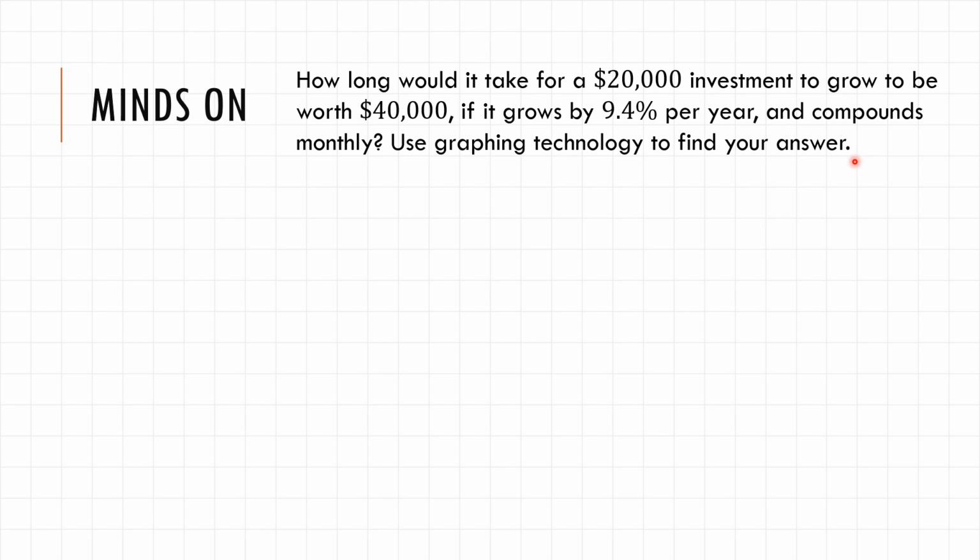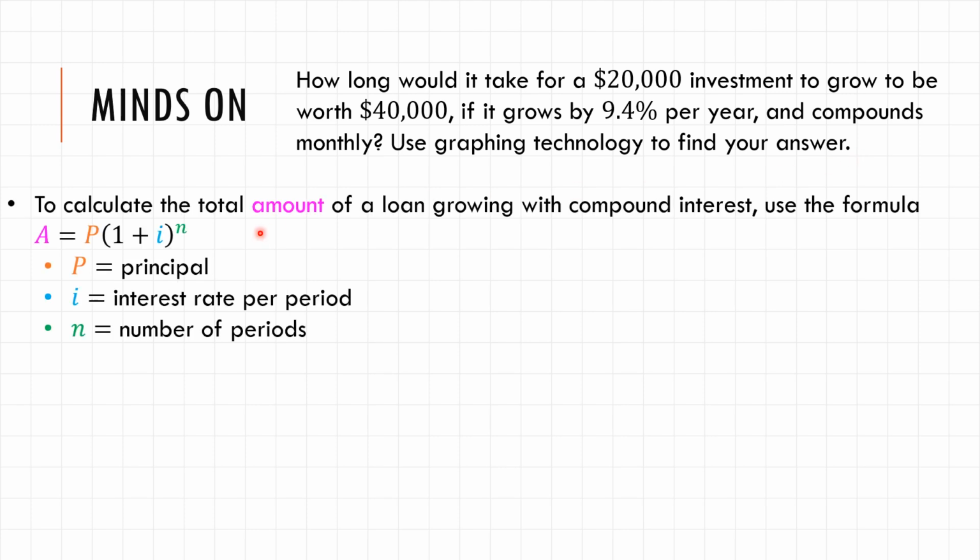Well, if we have a situation where we have an amount that is growing with compound interest, we know the formula to use is this one right here, where P represents the principal or the amount at the start, which in this case would be $20,000. The I and N represent the interest rate and the number of periods. So this is both per period.